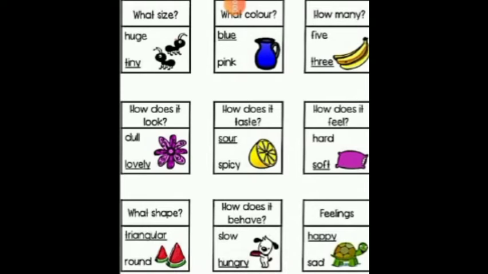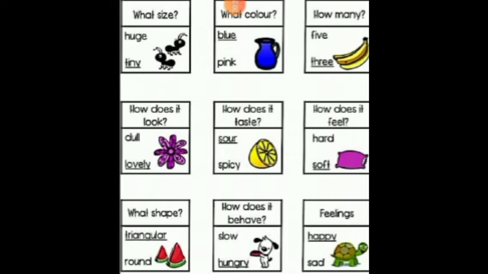Okay, children, I have displayed a few nouns for you on the screen. Shall we describe them? Yes. Okay. What is the first picture? Yeah, it's an ant, right? What is the size of an ant? Is it huge or tiny? Yeah, it's tiny. So, the describing word we are using here is tiny.